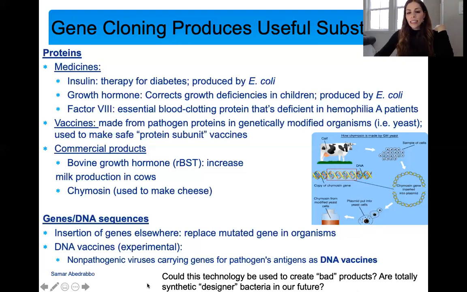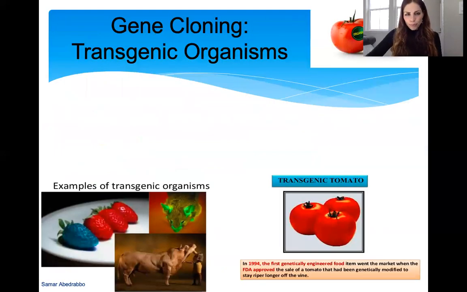And our synthetic designer babies in our future, possibly. We talked about CRISPR last time, and with CRISPR you can do so much gene editing and it's very simple, but before CRISPR, people were using gene cloning to see if they could create the perfect baby, whatever that is, by inserting genes and removing genes. So just keep that in mind.